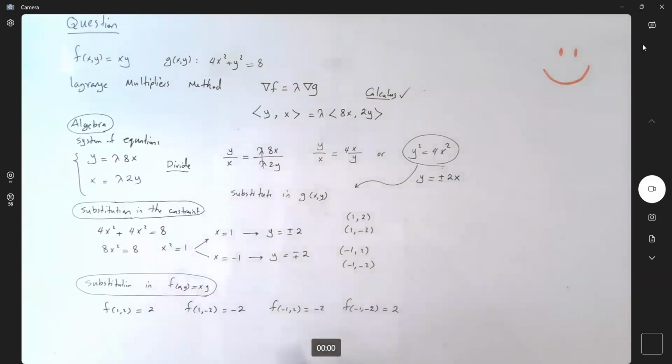So now you're just comparing these z values, am I right? The maximum is 2, and the minimum is -2. So at 2 points, you have the maximum: (1, 2) and (-1, -2). At 2 points, you have the minimum: (1, -2) and (-1, 2).